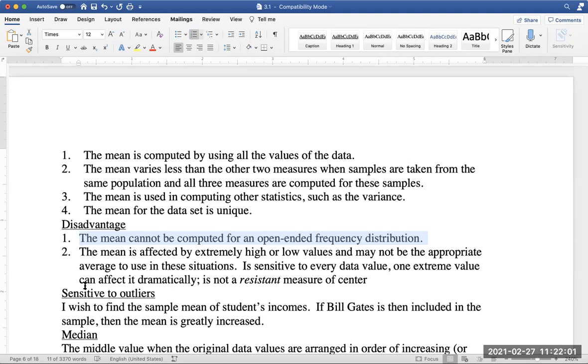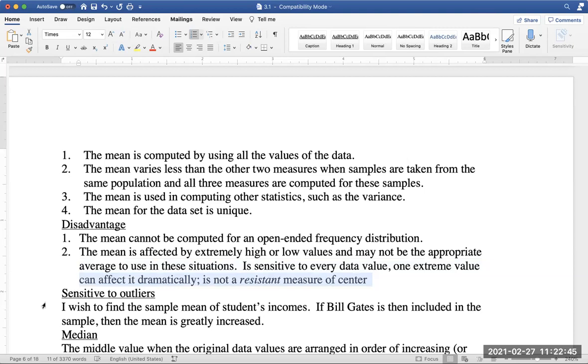So that I could somehow grab those other values that were either too small or too large, so that I could make my distribution have equal class width and look nice. The mean is affected by extremely high or low values, and it may not be appropriate to use as an average in such situations. It is very sensitive to every data value, so one or more extreme values can affect it dramatically. It is not a resistant measure of central tendency.